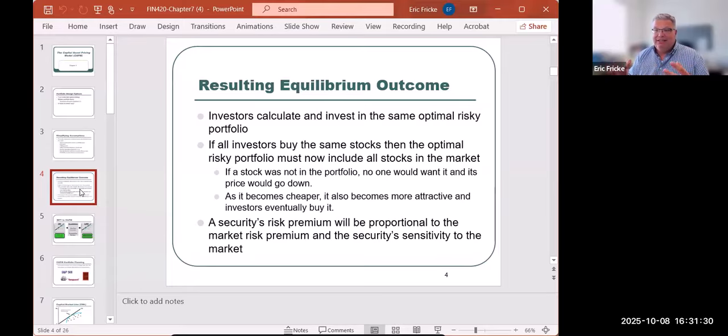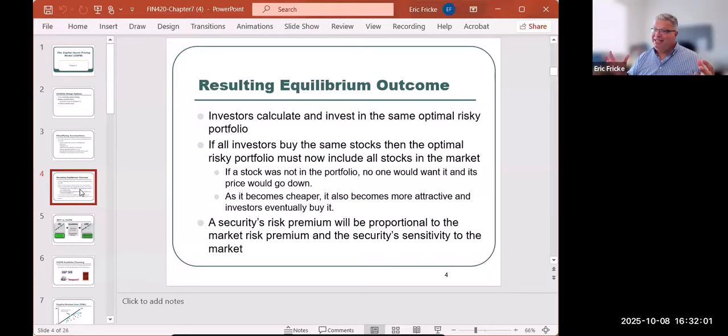Someone's going to invest in everything, because if nobody buys it, it becomes ridiculously cheap, the price falls, and then people will buy it. So if you look at the equilibrium outcome of all investors being exactly the same, it means we have the same optimal risky portfolio, and it basically means that this optimal risky portfolio includes the whole universe of stocks and bonds and things that we can invest in.